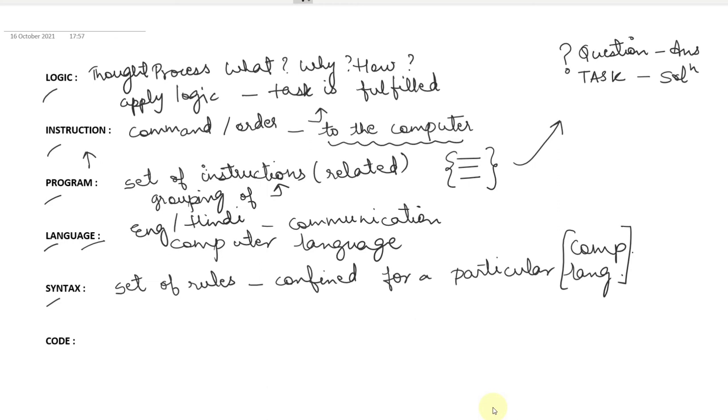Just as in the case of English, you have the characters, the letters from A to Z, then you form words using these letters. Then you formulate sentences, and you have to make sure the sentences are grammatically correct. You have to check the grammar of the sentences. Similarly, whenever you're giving instructions to the computer, you are writing lines. These lines have to follow certain rules and regulations, which are confined to a particular computer language. This is how the syntax moves.